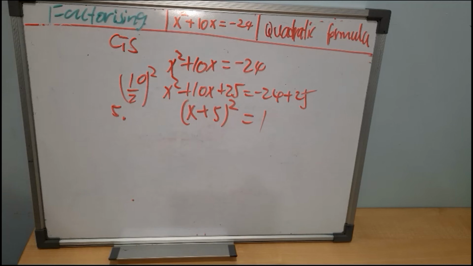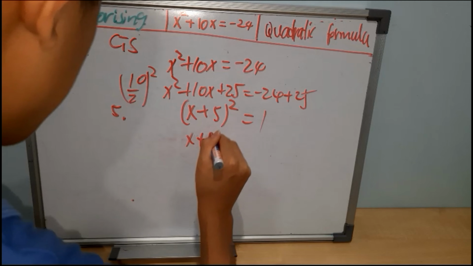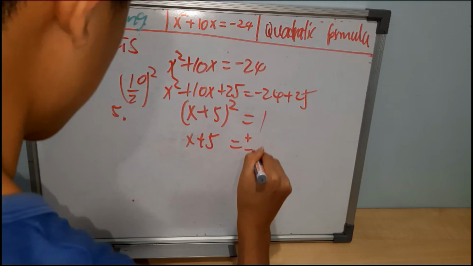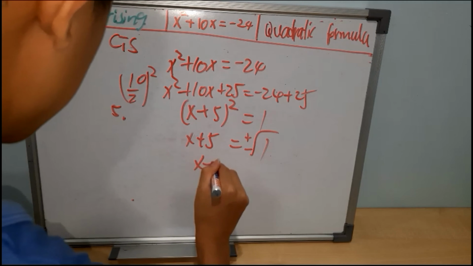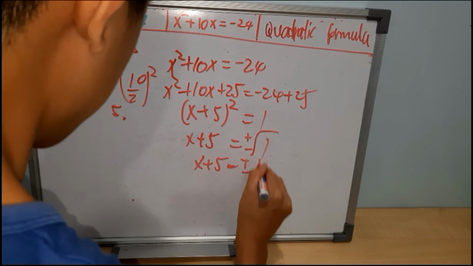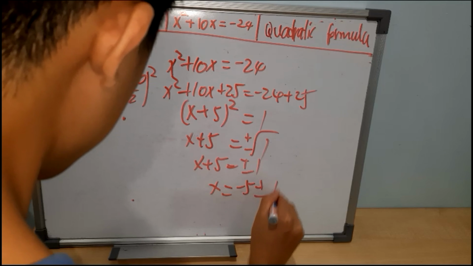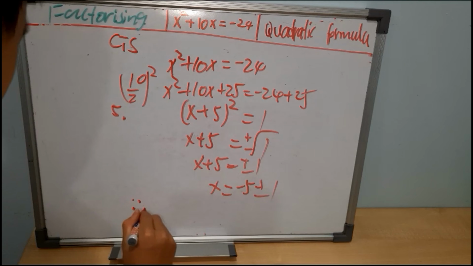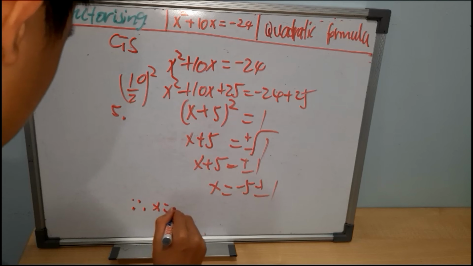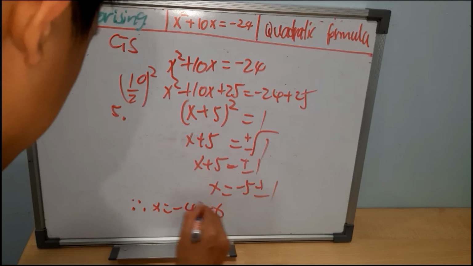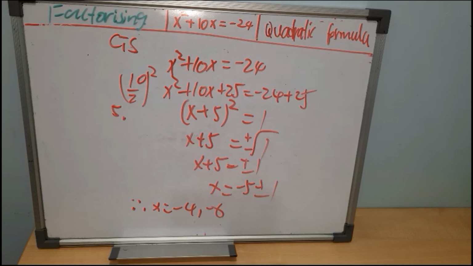So now we're going to square root both sides. We get x plus 5 equal to plus or minus the square root of 1, so x plus 5 equals positive or negative 1. Move the 5 to the other side: x equals -5 plus or minus 1. And therefore, we get the two answers again: x is equal to -4 or -6. And that's how you do it with completing the square.